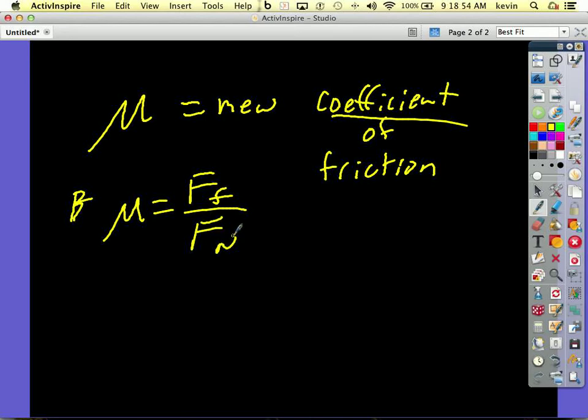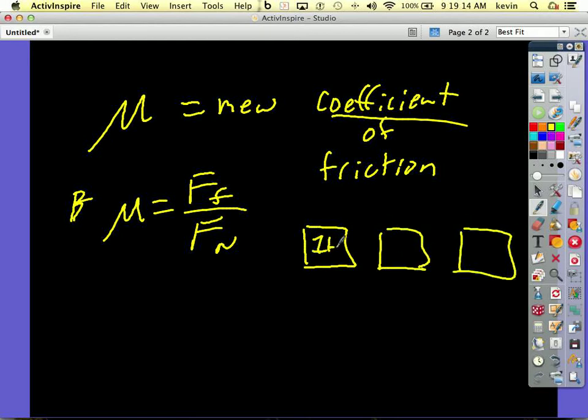Actually, you had to use this for the lab. Right? Mu is this ratio. The ratio of how hard it is to move something versus its weight. So if we had 3 blocks, and all of the blocks are 1 kilogram, and this one is glass, this one is, I don't know, let's say stone, and this one is rubber.